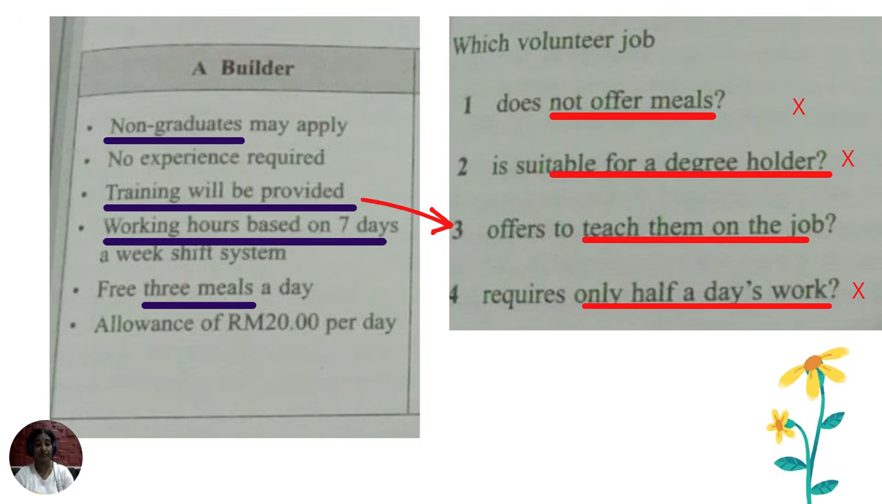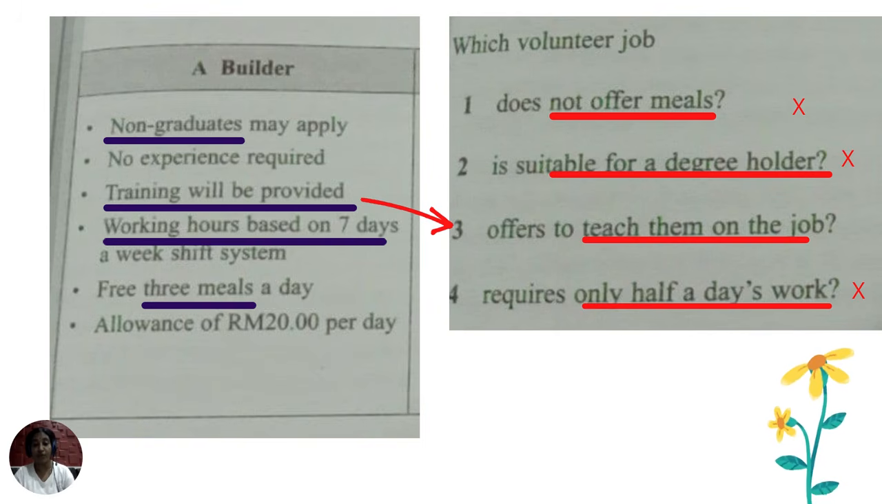This is an example. So as you scan, you may underline the keywords in the text. So non-graduate, training will be provided, working hours based on 7 days, free 3 meals. These are the keywords which are actually related to the question, the keywords from the question. And if you look at the underlined keywords from the text and underlined keywords from the question, you can match the keywords together.